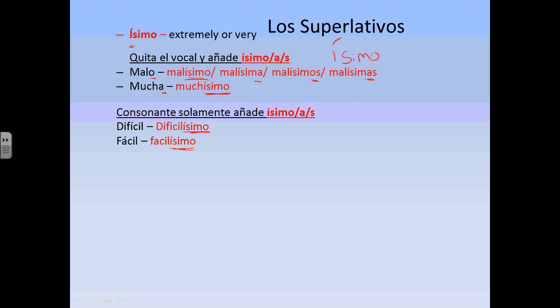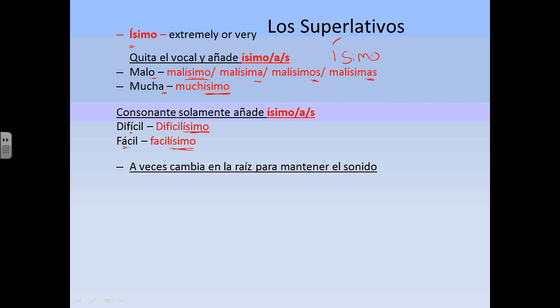Now you can't have two accent marks in there. So if it has an accent mark and you add the ísimo to it, you need to keep the accent mark over the I for ísimo. So then with the very easy or very difficult or extremely, okay, you would get rid of that accent mark. So difícil is difficult. Dificilísimo is extremely or very difficult. Fácil, easy. Facilísimo, very easy. And again, you need to practice pronouncing these.